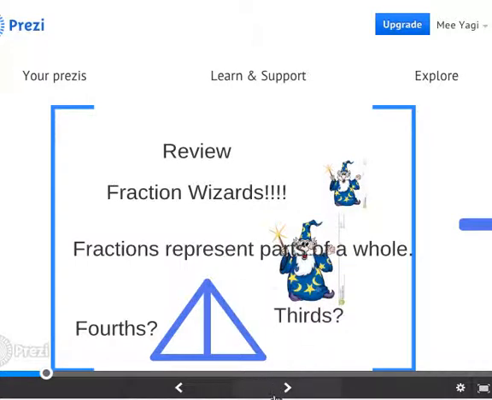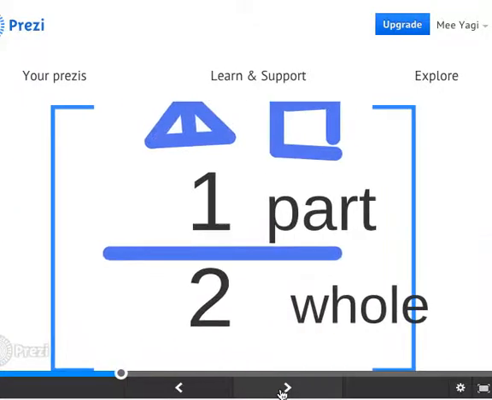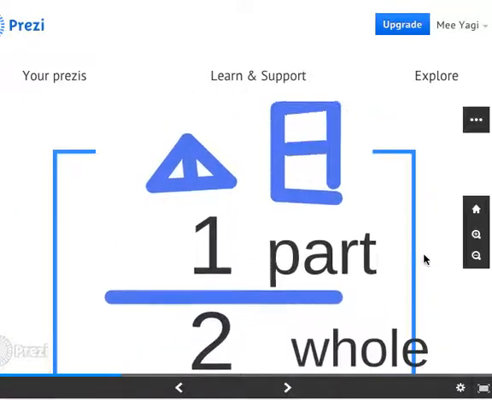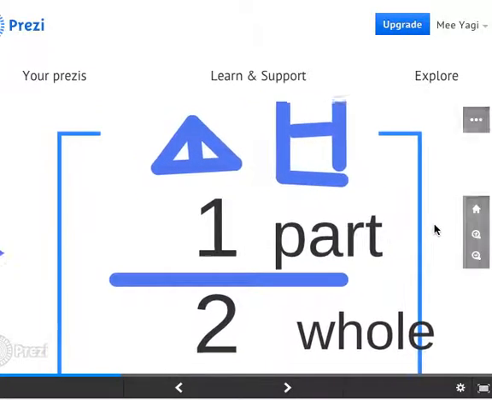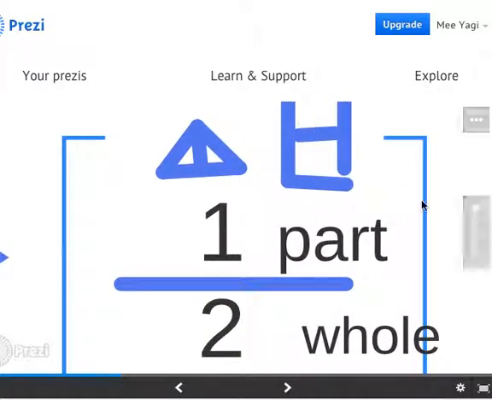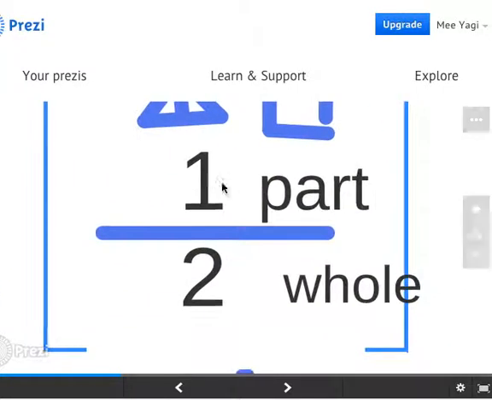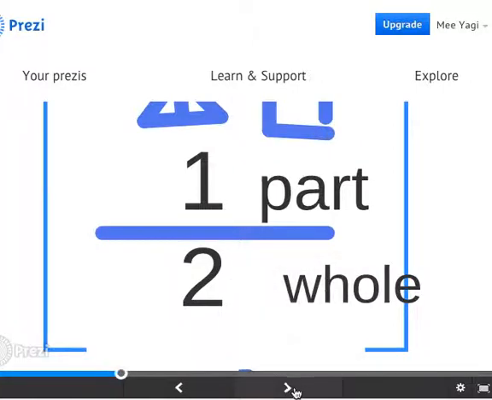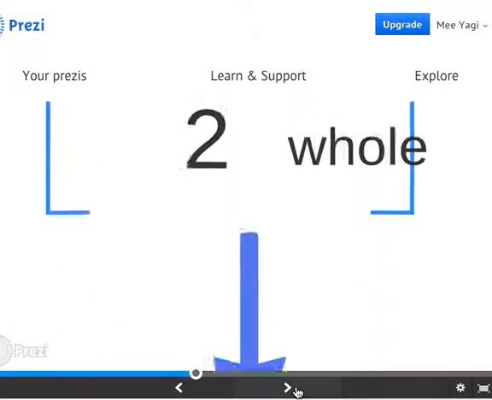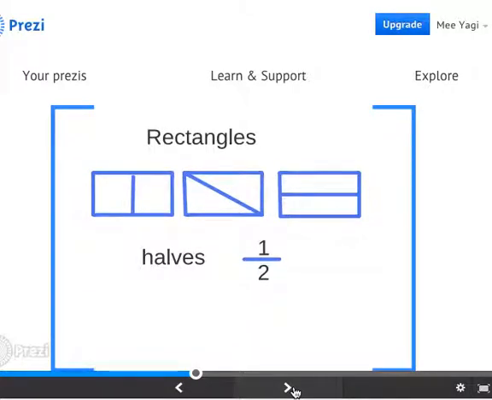Moving on. So let's take a look. Oh yes, here we go. So as we discussed, we can also take a look at this other shape, which is a rectangle. We notice that the rectangle is divided into two halves. Again, this can be represented as a fraction known as 1/2, where the 1 represents the part and the 2 represents the whole. Moving on. So let's focus today on rectangles.